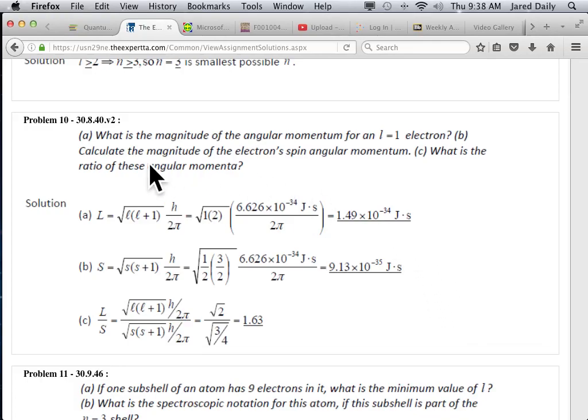And then they want to know the ratio of the overall angular momentum and the spin angular momentum. So they just take L over S and get 1.63 for problem 10.